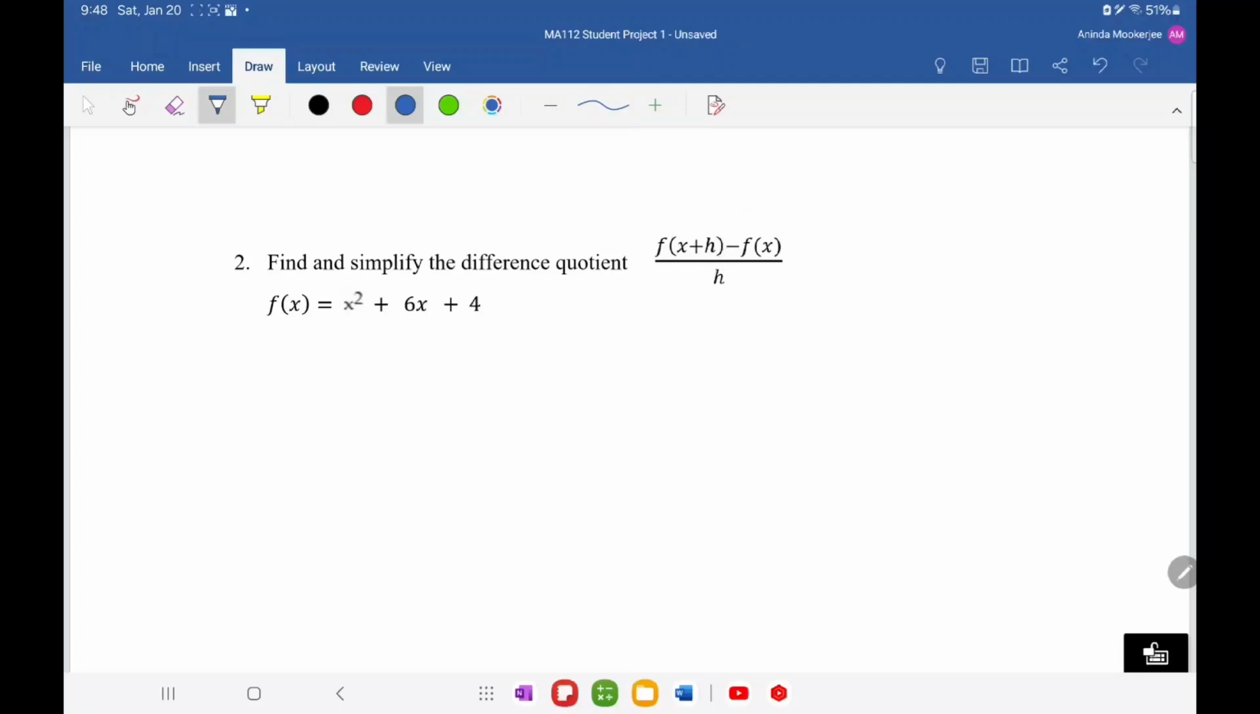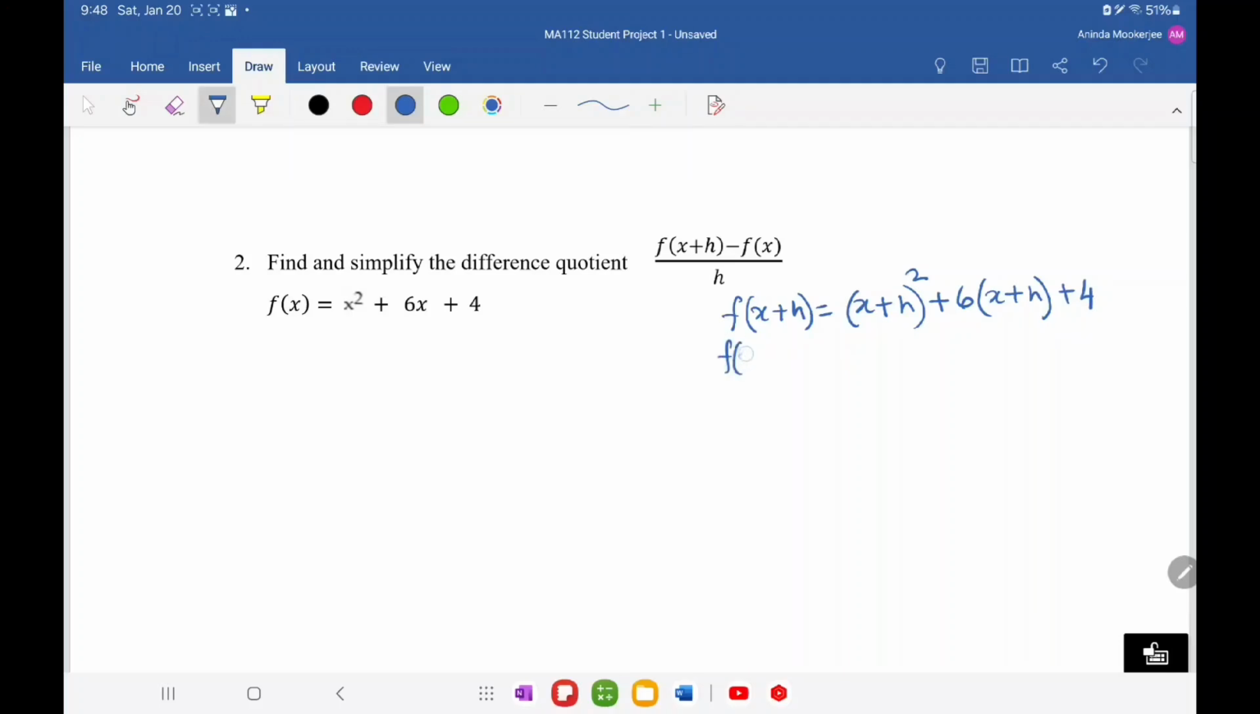All right, so I'm going to do that on the side and then I'm going to plug it into this difference quotient. So f of x plus h means I'm going to replace all the x values in this function with x plus h and simplify it. So x squared would be then x plus h whole squared plus 6 times x plus h and then plus 4.